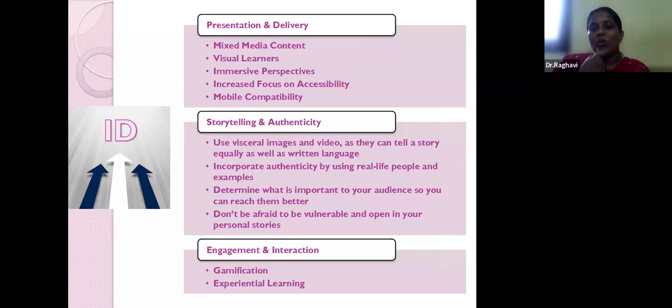Increased focus on accessibility. It is important for us to make all the content accessible for all the users. Making your site compatible is also important with the screen readers, keyboard only navigation. So you could have, I mean, I'm talking more of technology here. Captions on video clips so that hearing impaired people can also follow. Okay, so I'm just giving you an idea on this. Okay, so mobile compatibility.